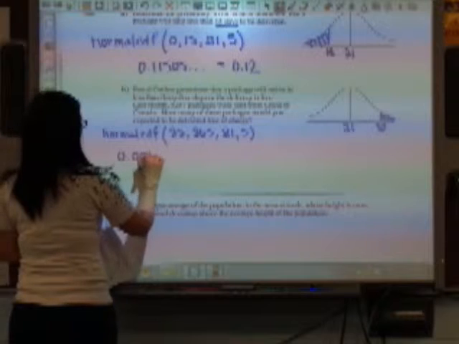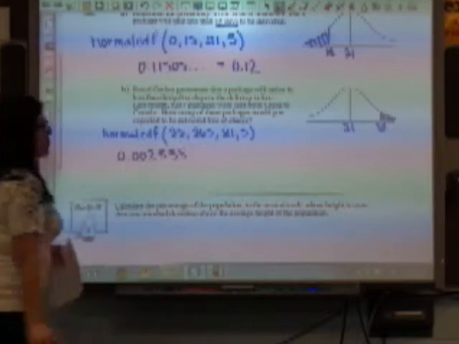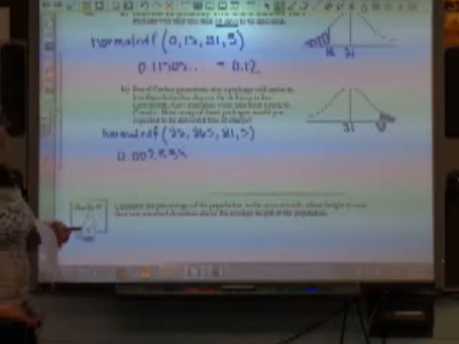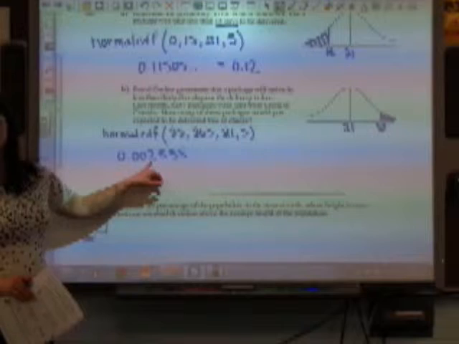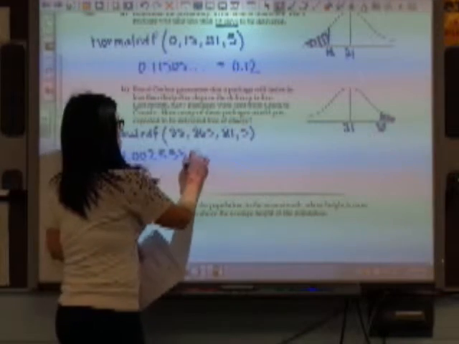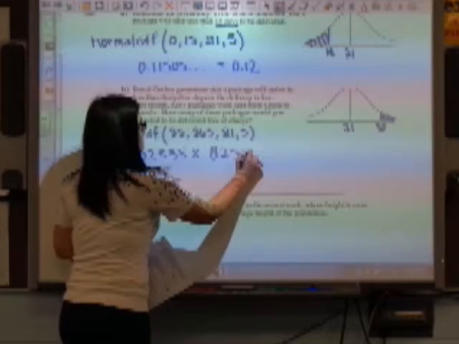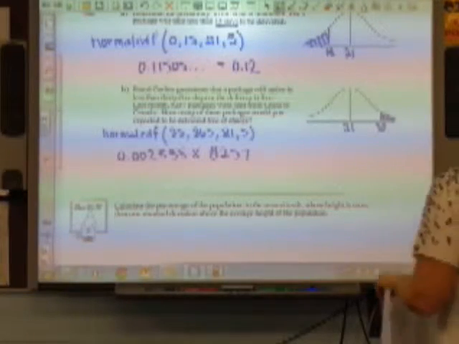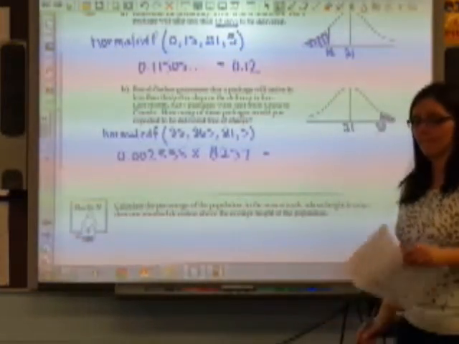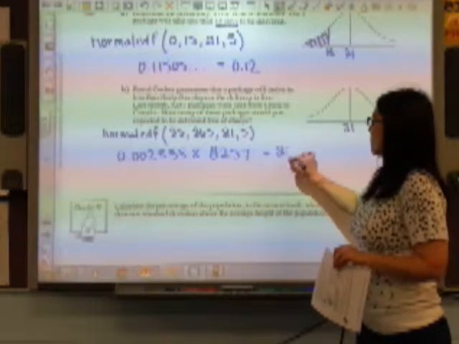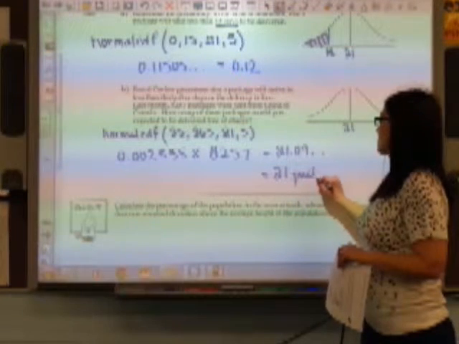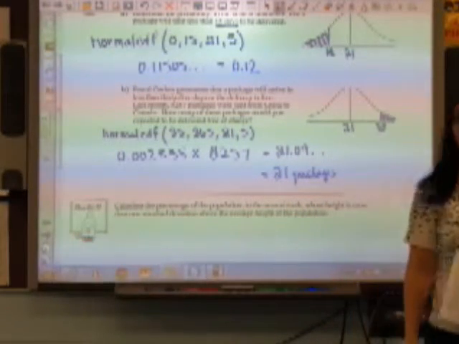So 0.002555, that's the probability. So the probability that a package will take more than 35 days is like 0.2%. Multiply that by the 8,257. So what do I get when I multiply these two numbers together? 21.0982. So 21 packages I could expect to be delivered free of charge.